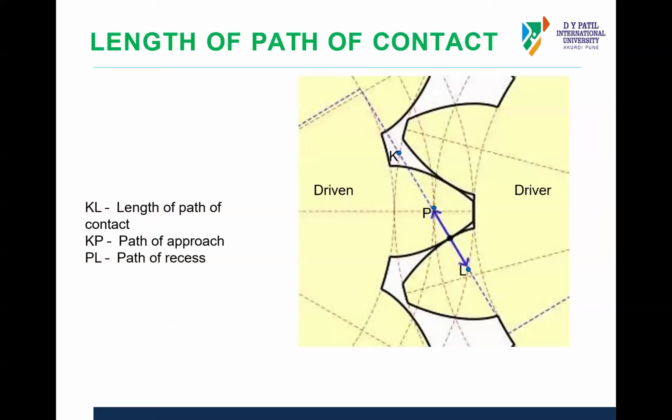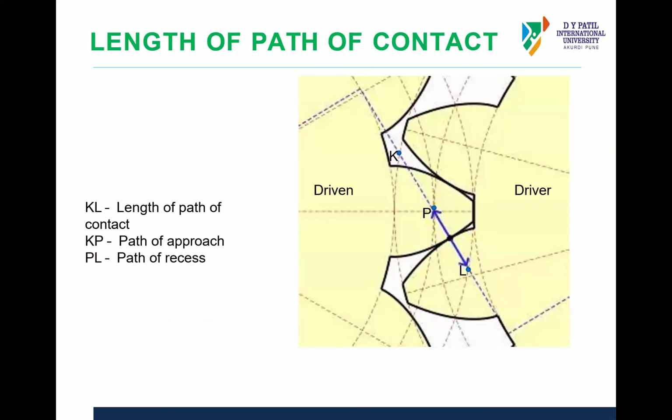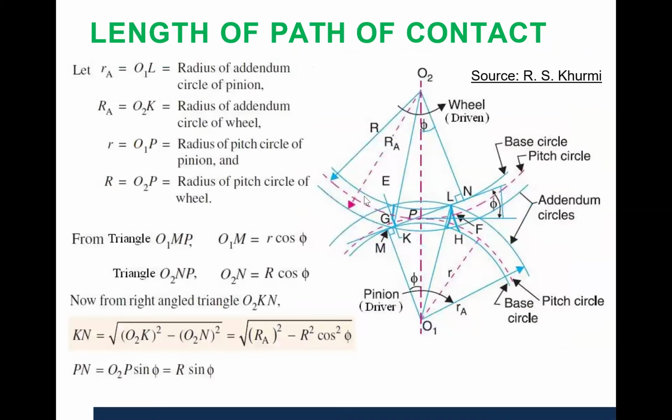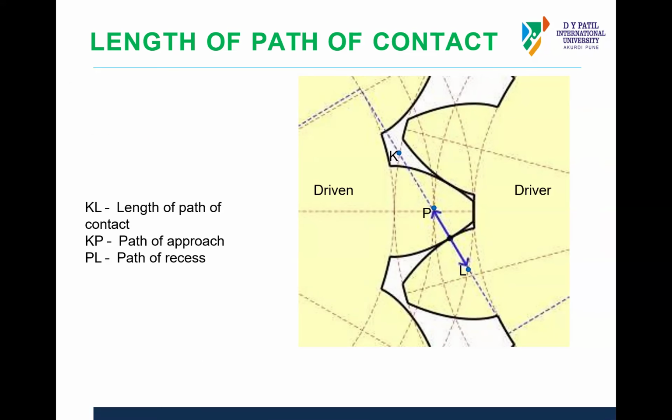Okay. Then next part is we have discussed the path of contact. So basically this is the distance KP and KL. So the total length of path of contact will be KL, and that KP is the approach and PL will be the recess. Okay. Now I will brief you about how we can define the path of contact in all these cases. Okay. So basically this path of contact distance is responsible whenever we are calculating the contact ratio between the tooth surfaces. At that time, we need to define the path of contact.